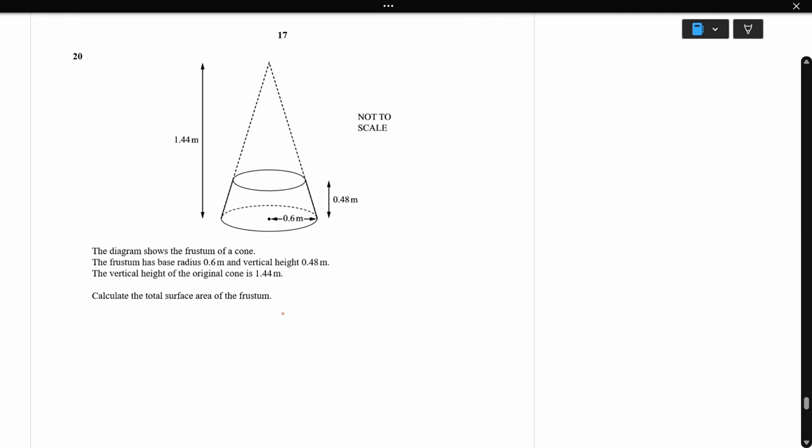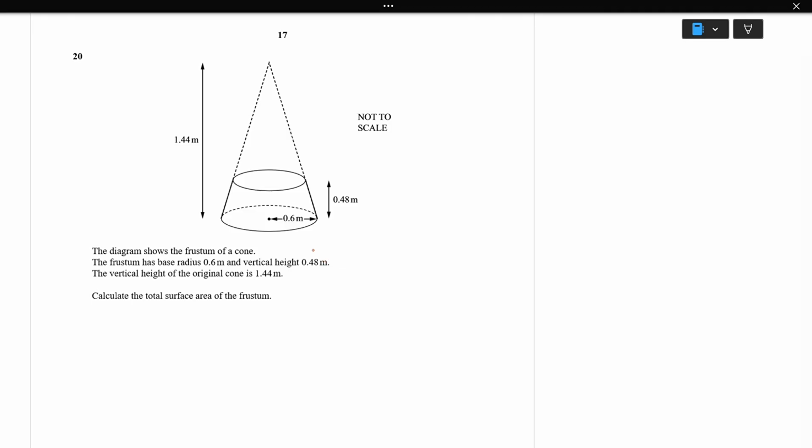Next, question 20. The diagram shows the frustum. They removed a small cone from the big cone. The frustum's radius 0.6 is given, the vertical height is 0.48, and the original cone height is 1.44. Calculate the total surface area of the frustum.